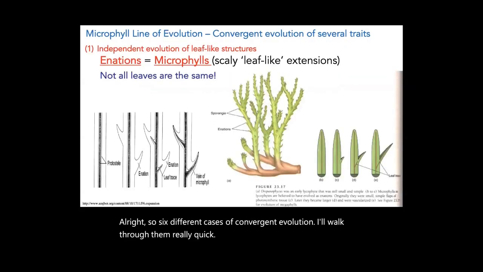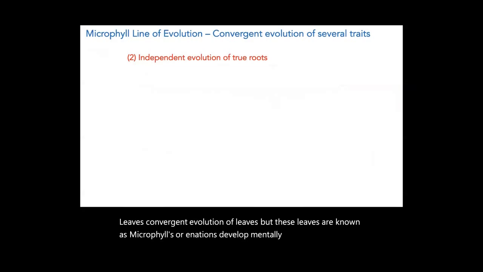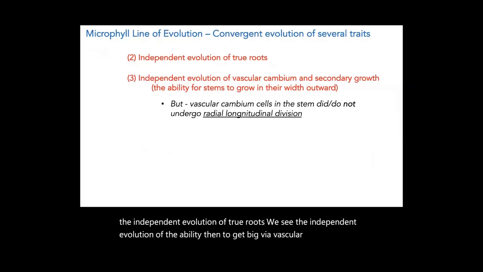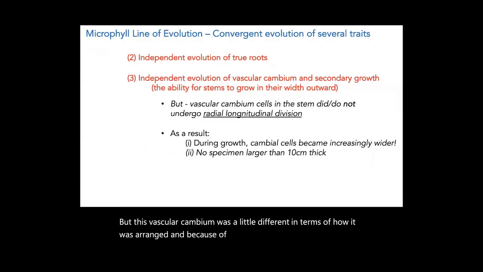Convergent evolution of leaves, but these leaves are known as microphylls or enations, developmentally very different. We see the independent evolution of true roots. We see the independent evolution of the ability then to get big via a vascular cambium. But this vascular cambium was a little different in terms of how it was arranged, and because of that it placed a limit on how big microphyll taxa could get.